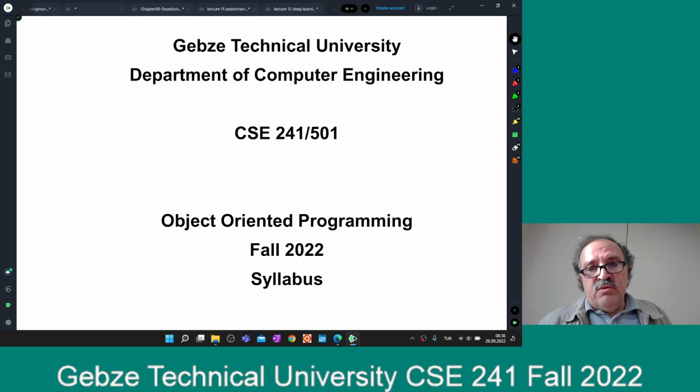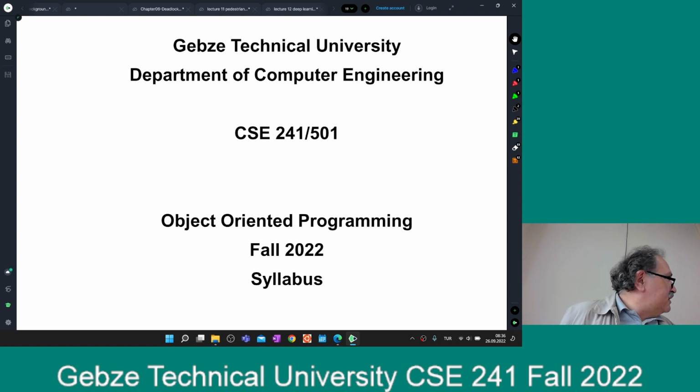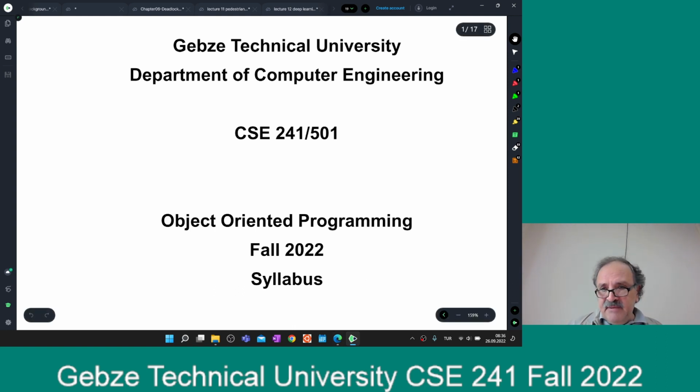Today I'm going to go over the overview of the course, what we are going to do, the rules for the course, and then we will start our course. We will start lecturing about object-oriented programming, after I discuss the syllabus, which is available on our Teams page. By the way, I set up a Teams page. Let me show you.